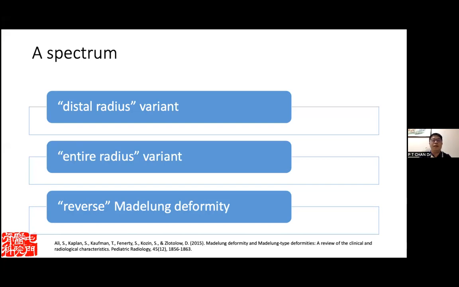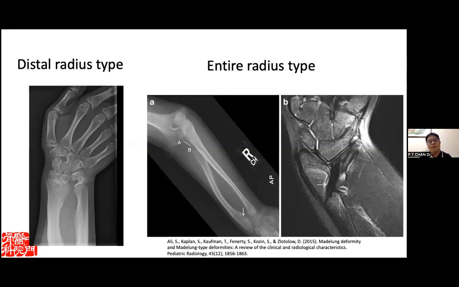But actually, Madelung deformity is a spectrum of disease. Dr. Ali from the Dance group have identified some of the different disease spectrum. Most common is that only the distal radius is affected, and some patients may have the entire radius short. And there are also very rare cases of a reverse Madelung deformity. So these are some examples.